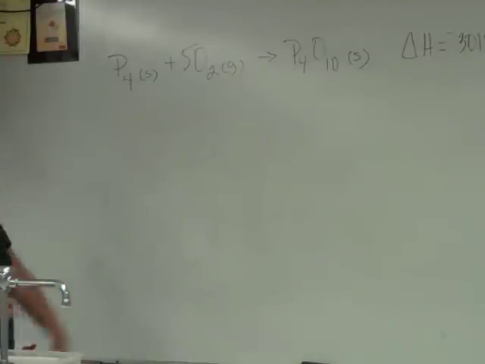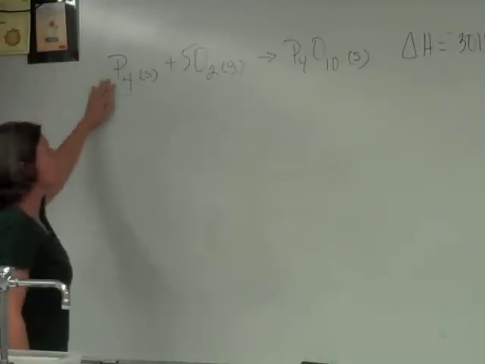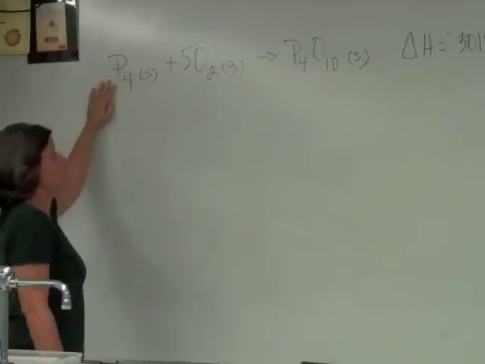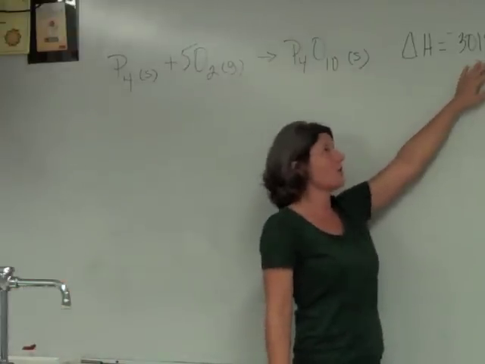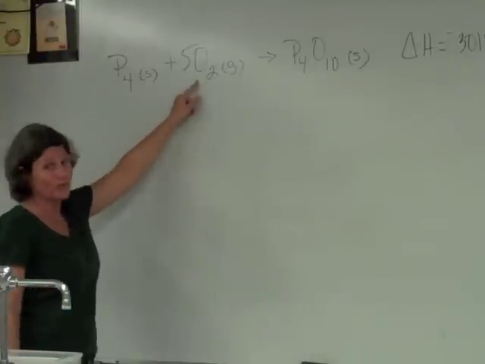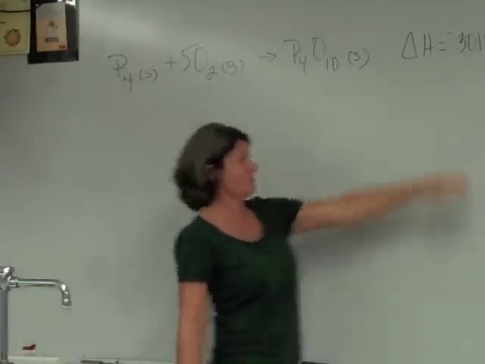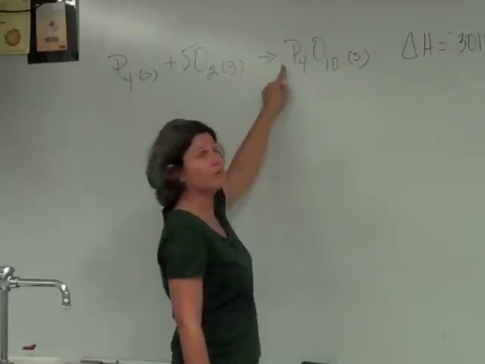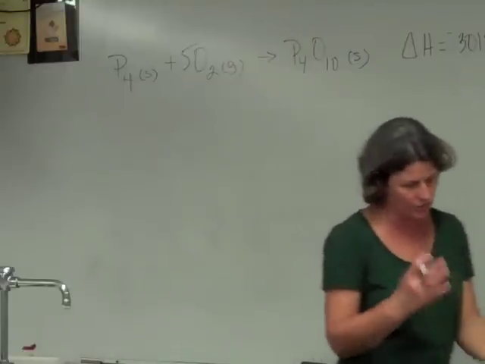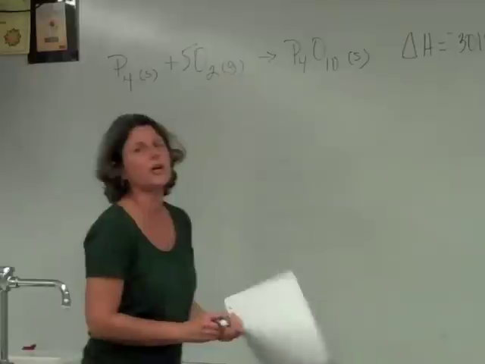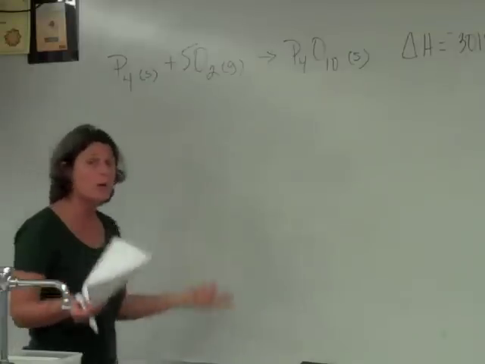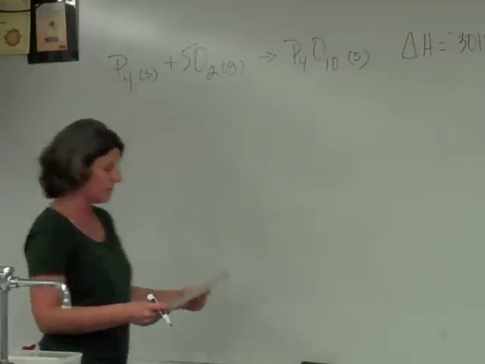So what that means is that for every 1 mole of P4 combusted, we're going to get -3013 kilojoules of energy from that. For every 5 moles of oxygen, we'll get that much. And for every 1 mole of P4O10 formed. Okay, so we can think of that delta H in numerous ways. All right, you guys, so we want to know if we've got 266 grams of P4, how much energy is going to be released from the reaction.